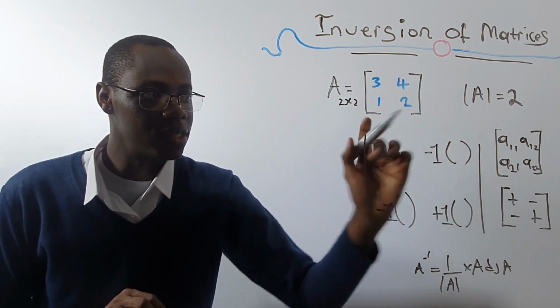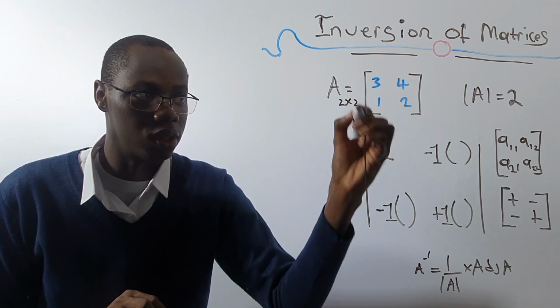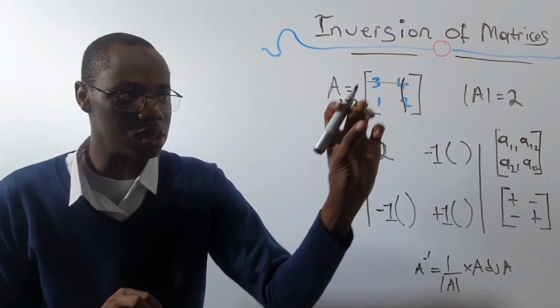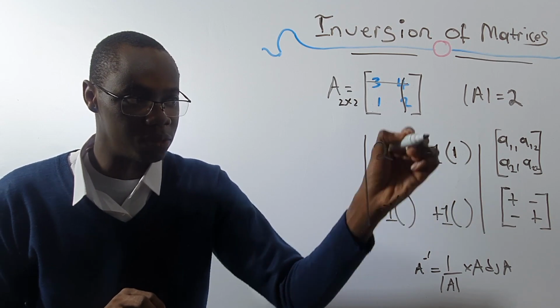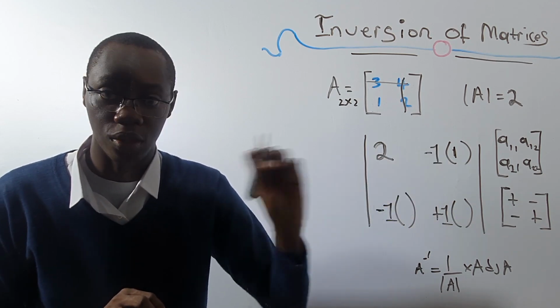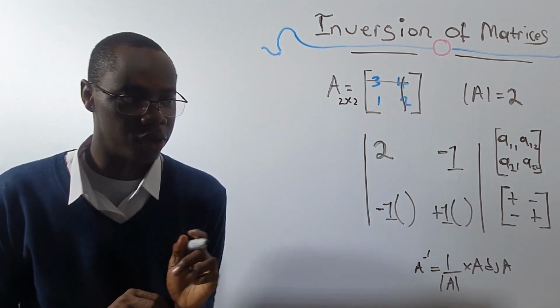Now what is the minor for this 4 here? Like I said, delete the row and column associated. So delete this and delete this. What's left? Just 1. So this is 1. Multiply minus 1 times 1. That's the cofactor, which is minus 1. So this part is minus 1. That's the final answer. That's the cofactor.